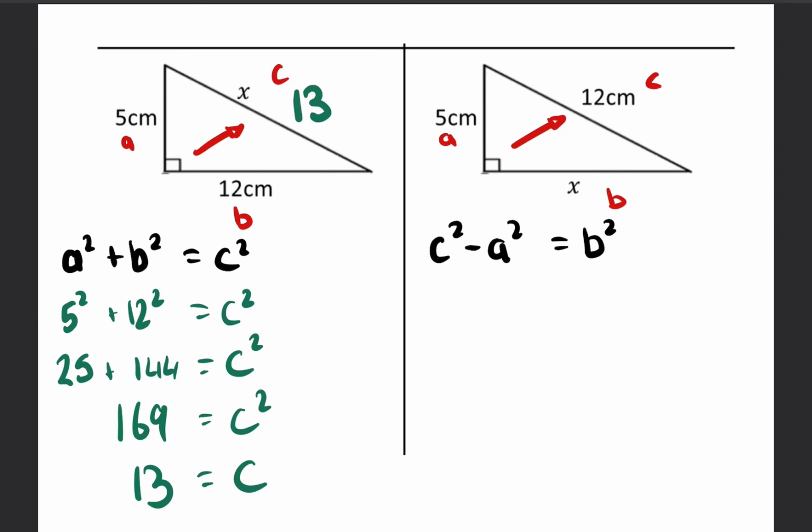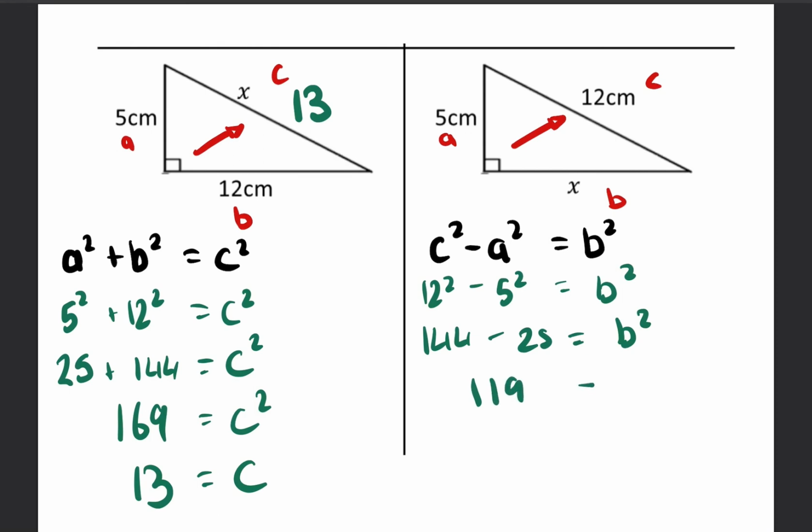Here, c is 12 and a is 5. Similar numbers, but slightly different problem. 12 squared minus 5 squared equals b squared. 144 minus 25 equals b squared. You're going to want to calculate for this one. You're not going to get a Pythagoras triple. What that means is, when you have a Pythagoras triple, they all are nice whole numbers. 119 equals b squared. Well, the square root of 119 equals b.